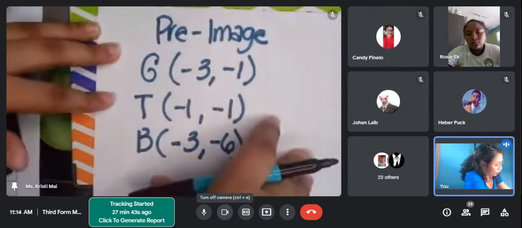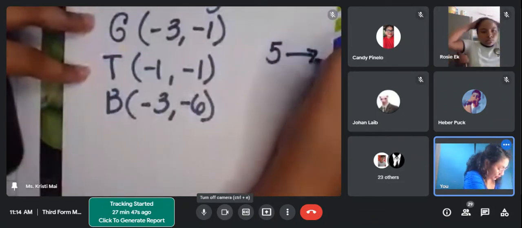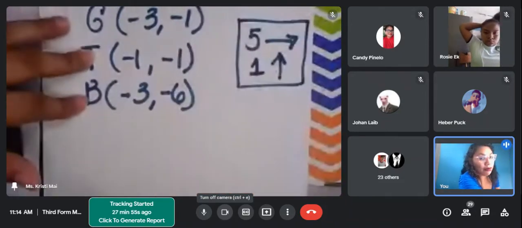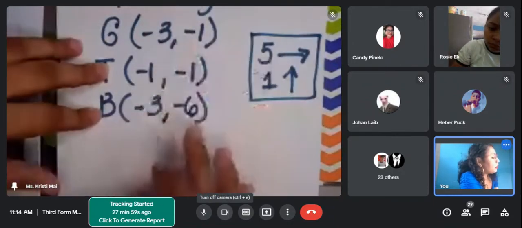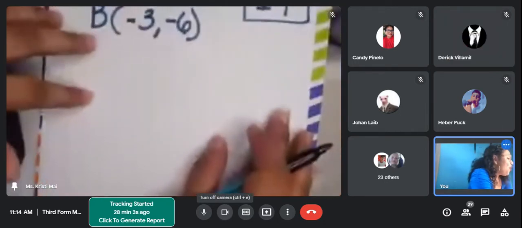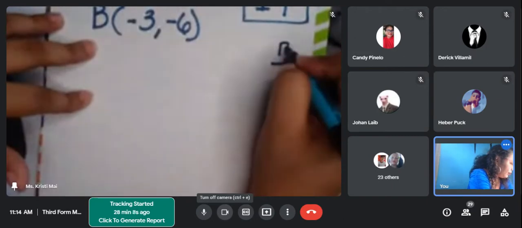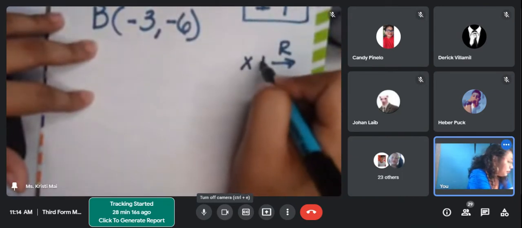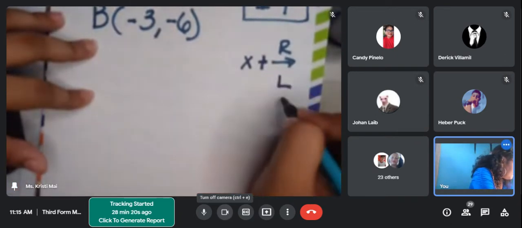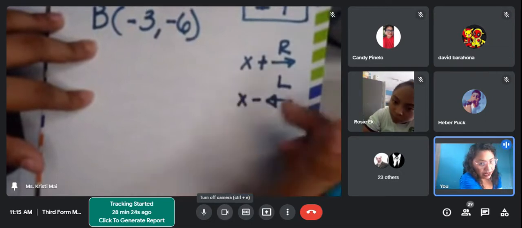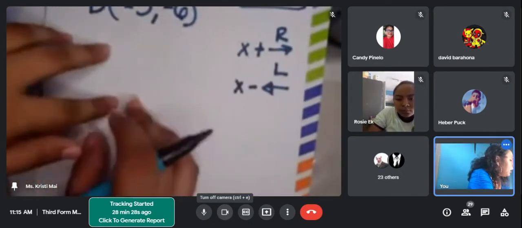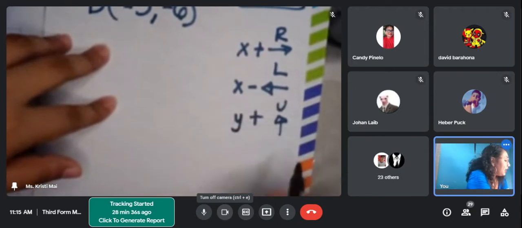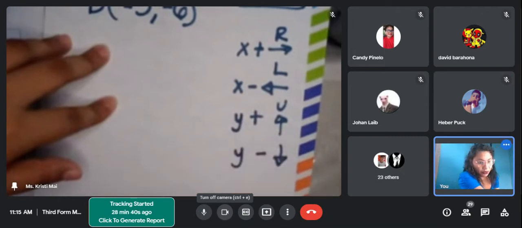Now, I need to get new points for these ones. And what this question tells me is I'm going to move 5 units to the right and then 1 unit up. Right? This is what is given to me. So I am going to apply this to these 3 points. Now, hint. If you are moving to the right, you are going to add to the x-axis. If you are moving to the left, you are going to subtract from the x-axis. If you are moving up, you are going to add to the y-axis. And if you are moving down, you are going to subtract from the y-axis.